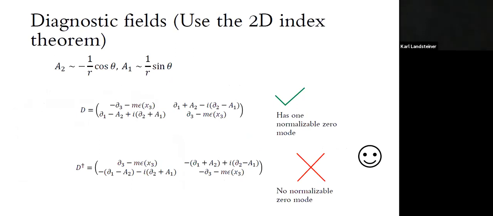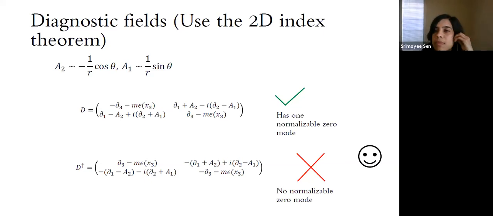I should raise my hand, I think. I'm sorry, just a very quick question. What happens when you compactify the transverse directions? Then it would be normalizable, right? Because you would have finite volume.